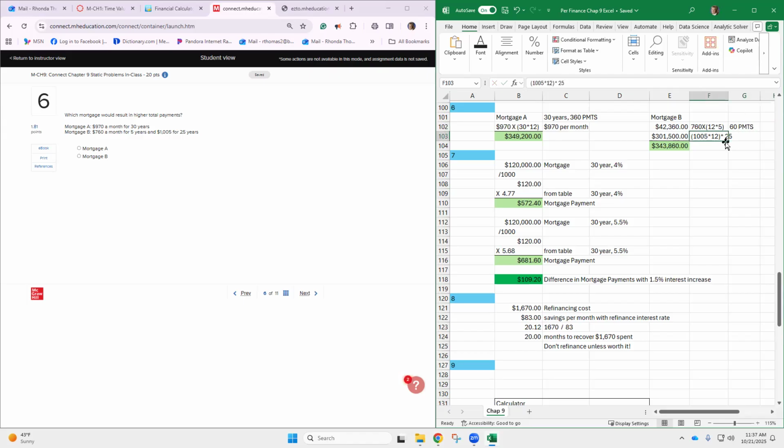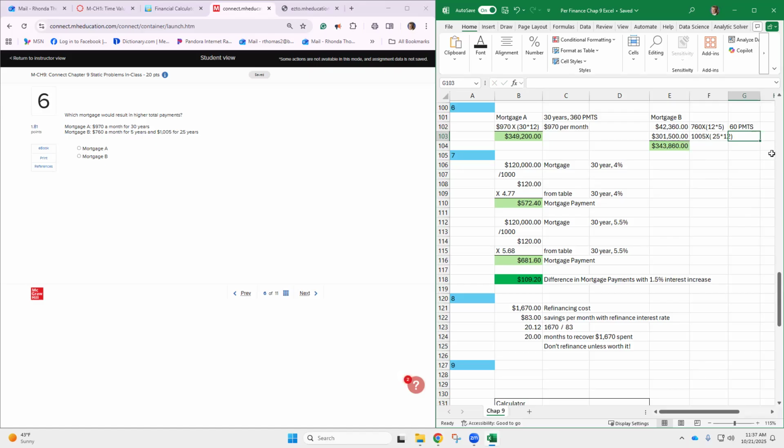And then when it jumps up after the 5th year, this jumps up to $1,005. So this last payment that you make times 25 years times 12. So you need to know how many payments that is. So 25 times 12 is 300 payments. Okay, get that off to the side so you know.